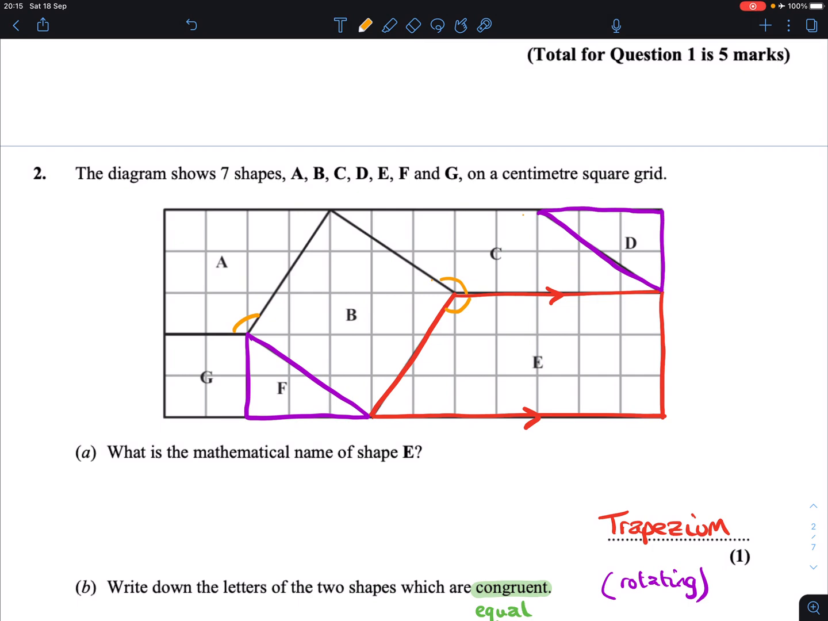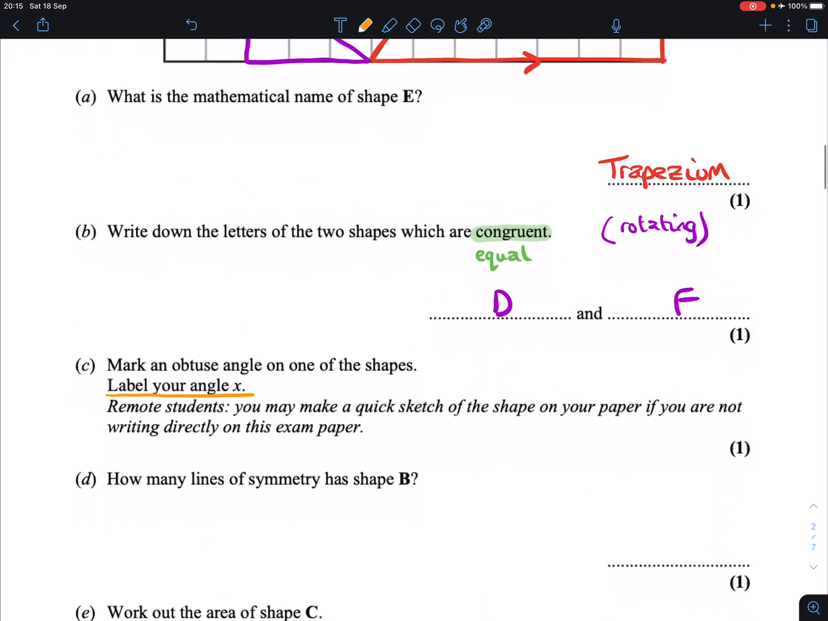No. Nope. There we go. I don't think there's any others that I can see. So any of those angles in orange I've marked there would be acceptable for an obtuse angle.